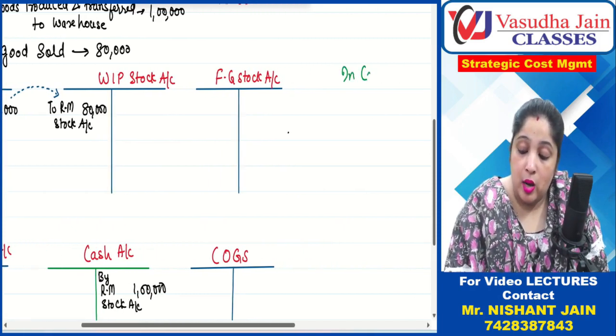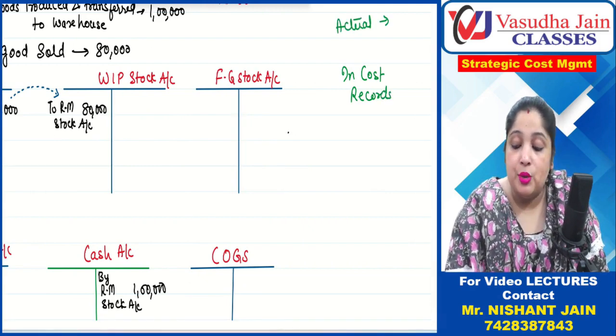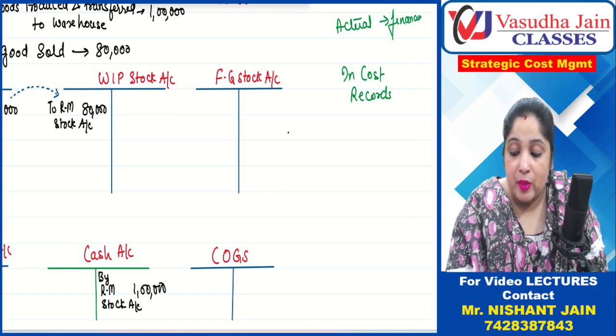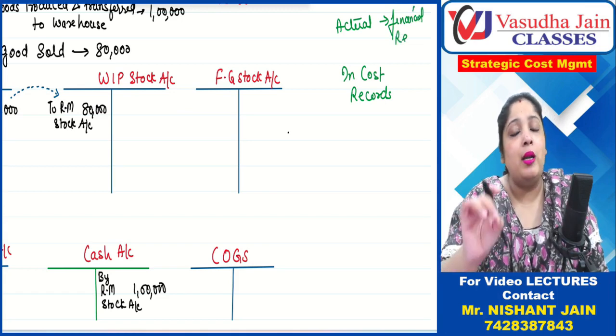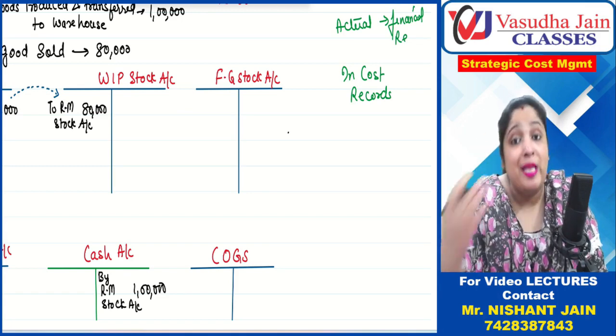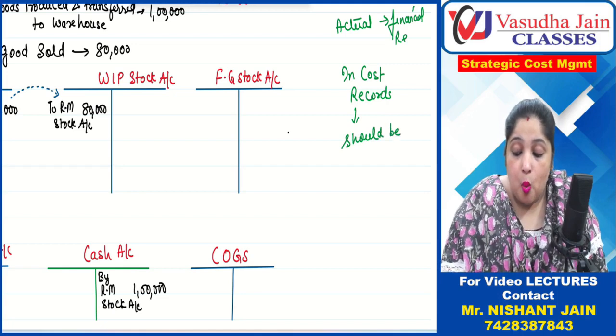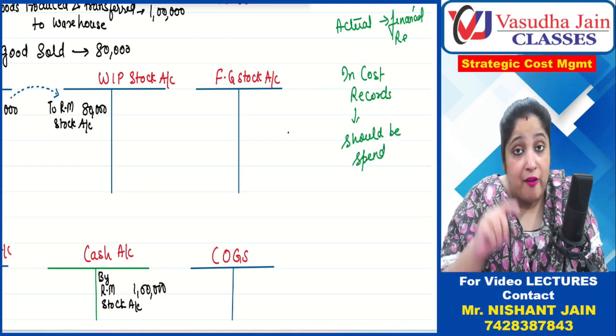In cost records, if you want to know actual expenditure, please go and check in financial records. Financial records will tell you what has been spent. Cost records tell you what should be spent. Please, this is very important. What should be spent means how much should have been spent.